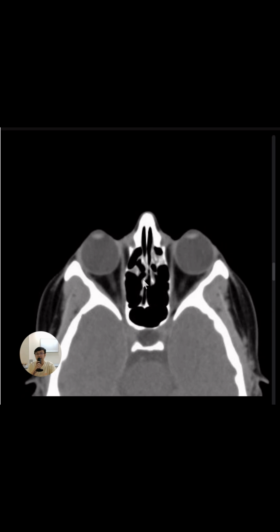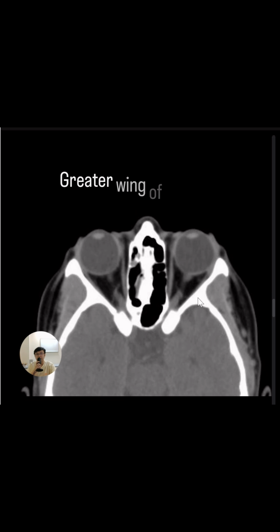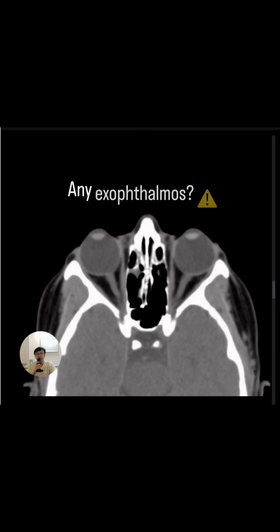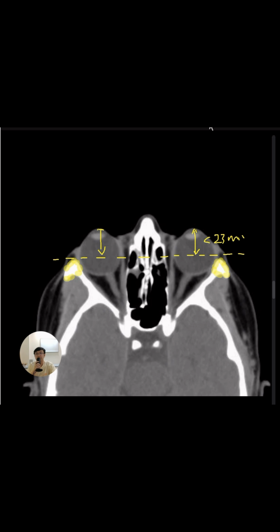Okay, and then take note of the bilateral walls of the bilateral orbits, including the ethmoid bone and also the greater wing of sphenoid as well as the zygoma. And whether the patient has exophthalmos, we can make use of the interzygomatic line, where we have the zygoma. You can see here. Okay, and then eventually you can draw a line like this in the zygomatic line, and then try to compare the most anterior aspect, whether it is smaller than 23 millimeter. Then there is no exophthalmos.